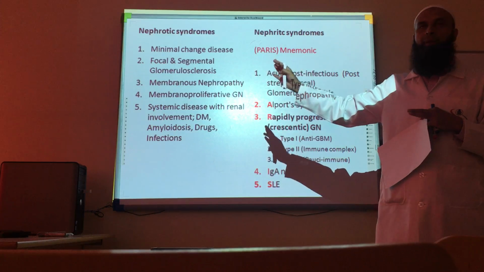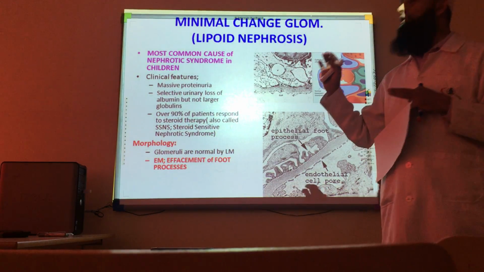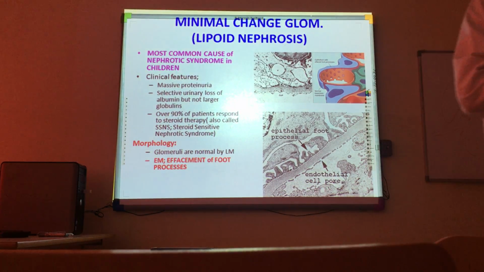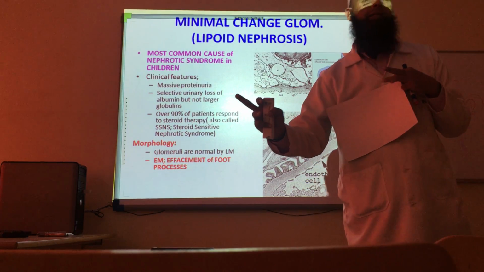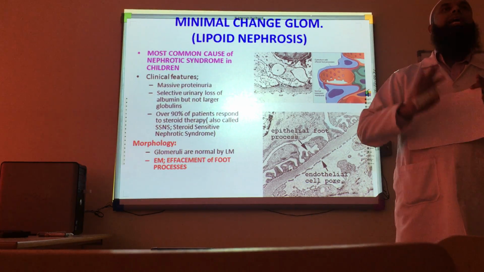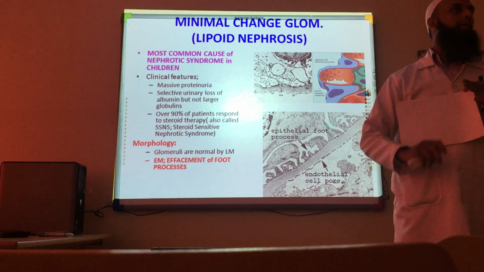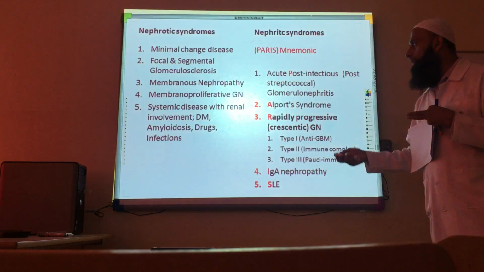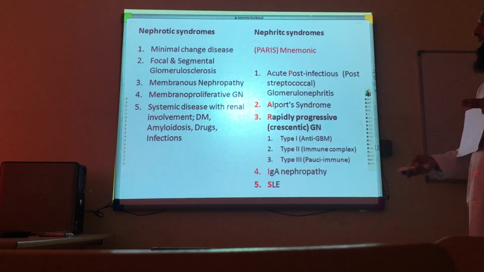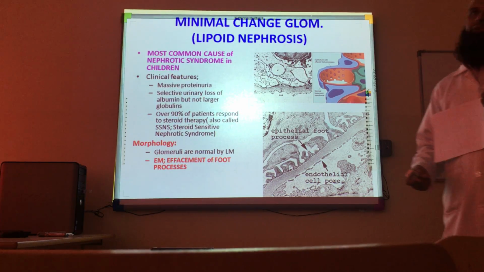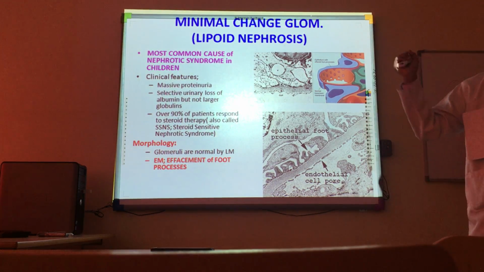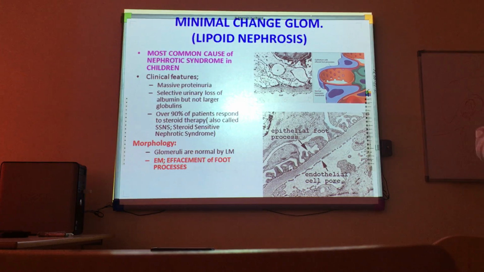So it's easy to remember. What are the diseases with nephrotic syndrome? Minimal change, the 3 M's: minimal change, membranous, membranoproliferative. Then focal and segmental, and then systemic diseases like diabetes, rheumatoid arthritis, or amyloidosis, drugs and infections. GN is a word we use commonly here, which means glomerulonephritis.